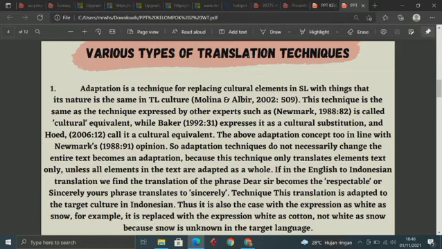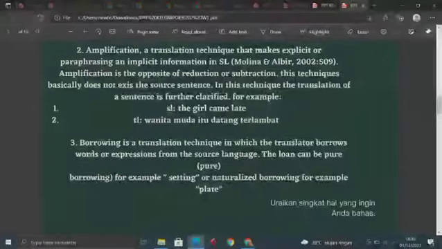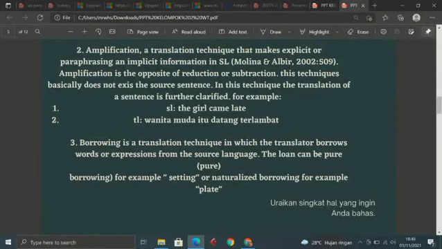Thus, it is also the case with the expression as white as snow. For example, it is replaced with the expression white as cotton, not white as snow, because snow is unknown in the target language.